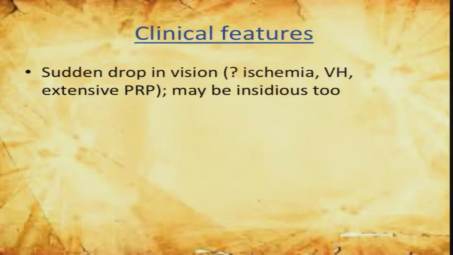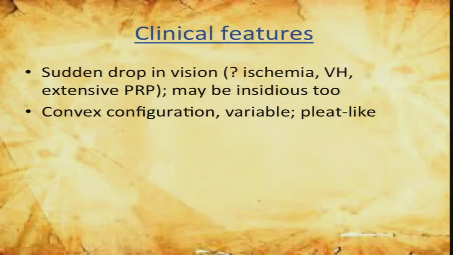The patient may complain of a sudden drop in vision, but because these patients may already have subnormal or suboptimal vision, the drop may not be noticed by many, and it may be insidious too. It will have a convex configuration, but this can be variable and pleat-like depending upon the extent of preretinal fibrosis. These patients may not have the corrugations or rugae that we see in a typical rhegmatogenous detachment, because of retinal edema, and because these eyes are mostly ischemic.